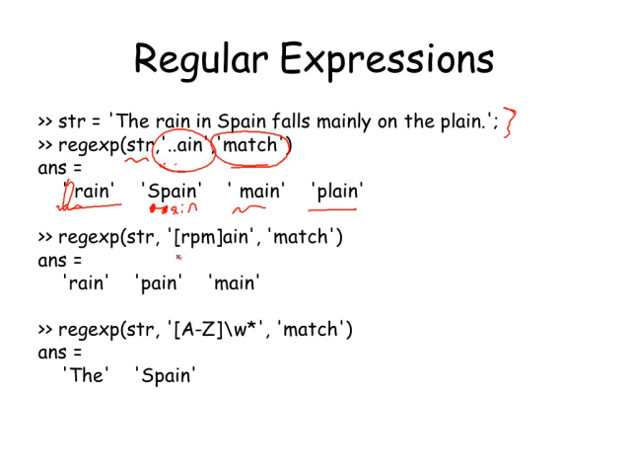Okay, next example is trying to search for any character in the set RPN followed by AIN. So it will search for the characters R, P, or N followed by AIN, and those will match rain, pain, main. Rain matches because you have one out of the set of characters that you're searching.